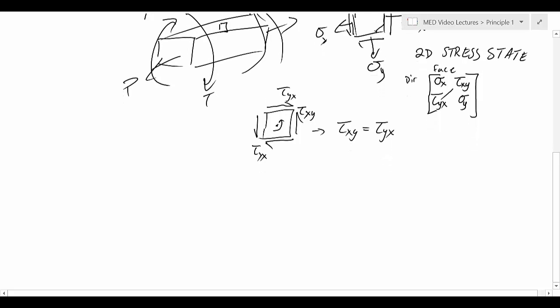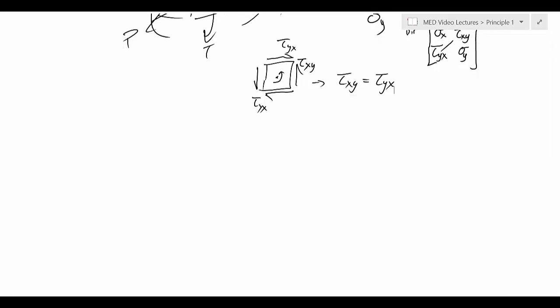All right, so that should be fairly familiar to you. And you should also remember this concept of Mohr's circle. So Mohr's circle is a way of visualizing how that stress element can be rotated such that we might find a more significant magnitude of stress.